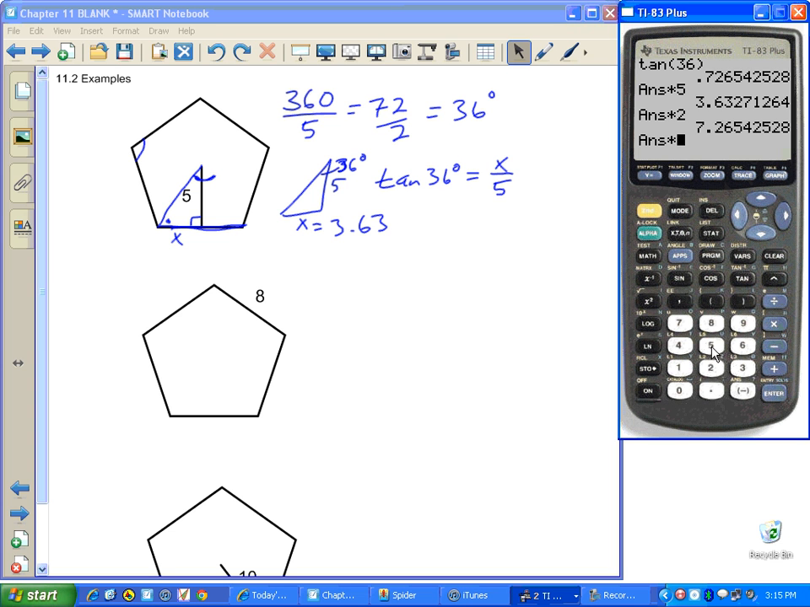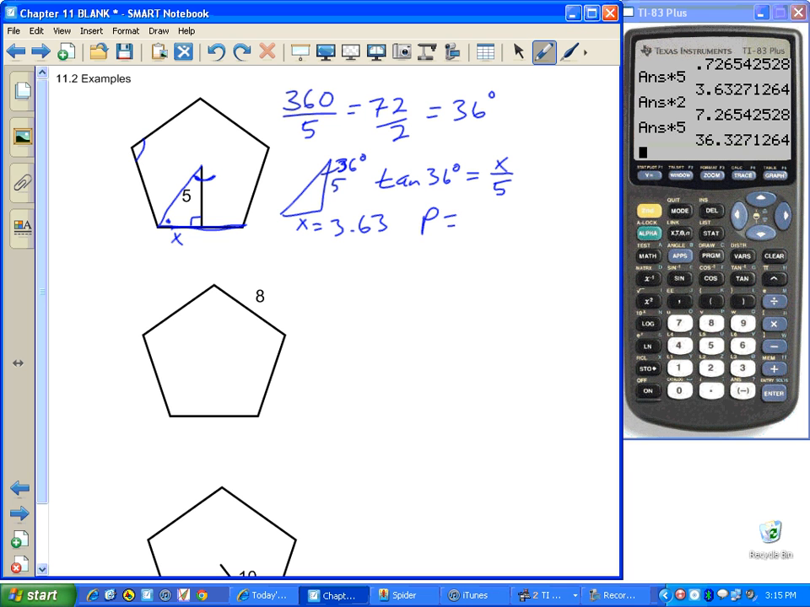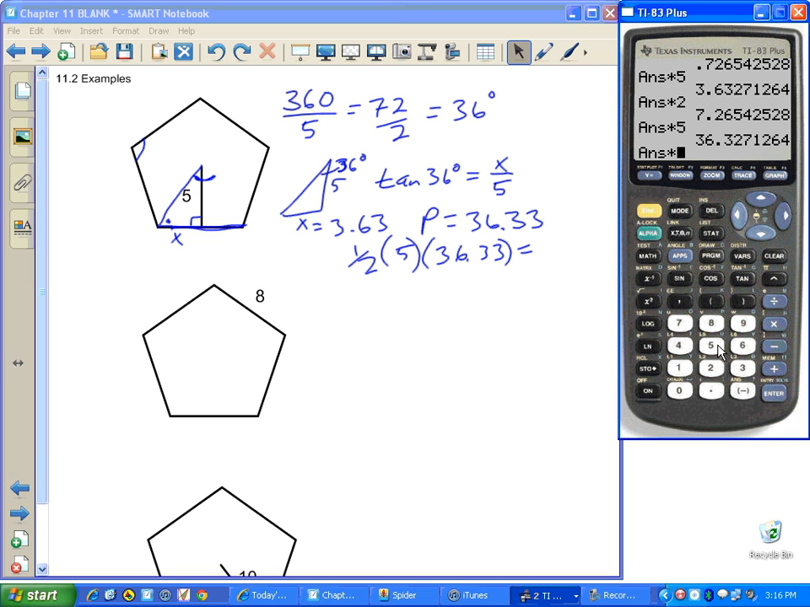And I've got 5 sides. So that's my perimeter. So P equals 36.33. I'm going to take 1/2 my apothem, which is 5, times my perimeter, 36.33, and this will be the area of my shape. So times this by 5 and times it by 1/2. I get 90.82.